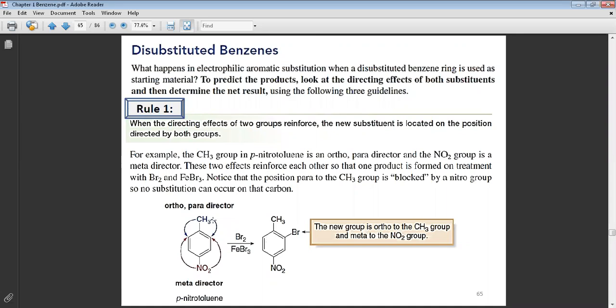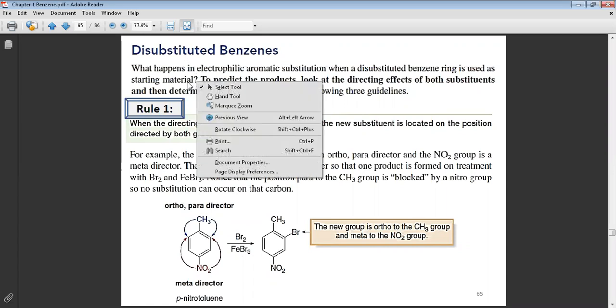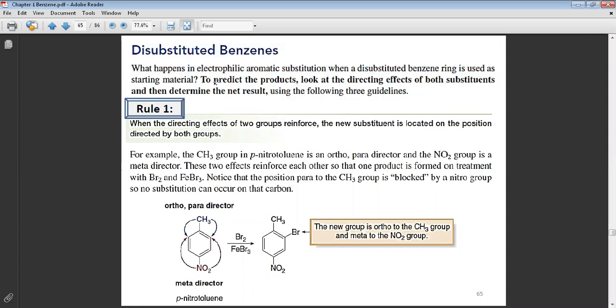Okay, if I make for this starting compound, for example, halogenation. This is the halogenation. Okay, now the new group, the BR group, will go to here or to here. This is the question. Now, to predict the product, look at the directing effect of both substituents. The CH3 orientation is ortho para and the NO2 is meta. Look at the directing effect of both substituents and then determine the net result.